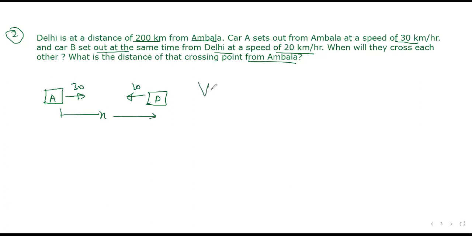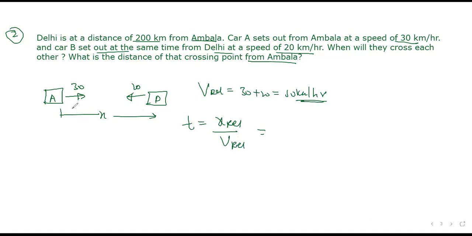Correct. So look, what is relative velocity first? Relative velocity is the addition of these two because they're moving in opposite directions. 30 plus 20, 50 kilometers an hour. That's your relative velocity, right? So after what time will they meet? Time is relative distance divided by relative velocity. You can write that.